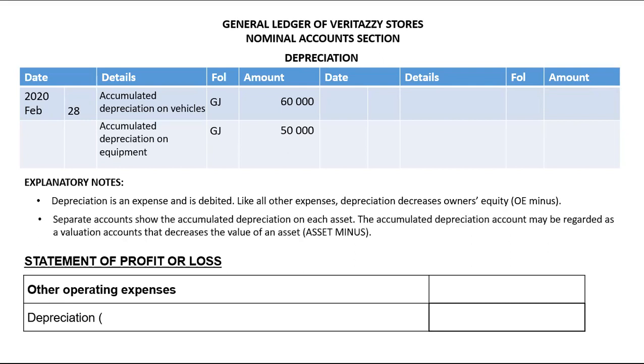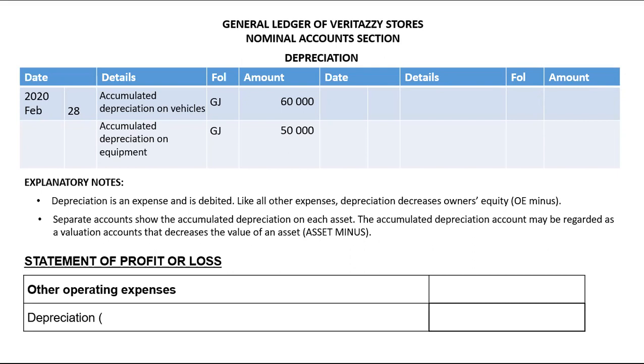Separate accounts show the accumulated depreciation on each asset. The accumulated depreciation account may be regarded as a valuation account that decreases the value of an asset. That's why we increase it on the credit side. Other educators normally call it a negative asset. I say it's simply asset minus, okay, it reduces your asset. It's just a valuation allowance.